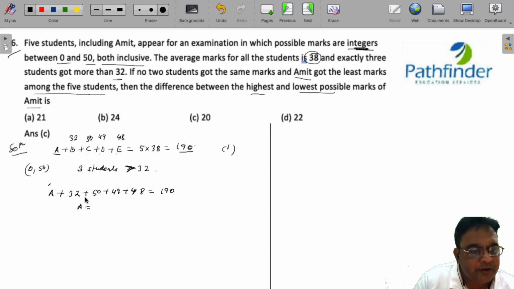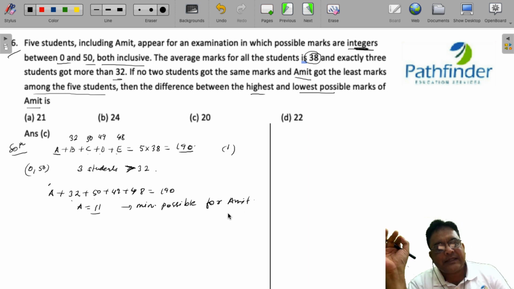minimum possible marks for Amit here, so we get 96, 97, 147, 179. So A is 11. This is the minimum possible for Amit.